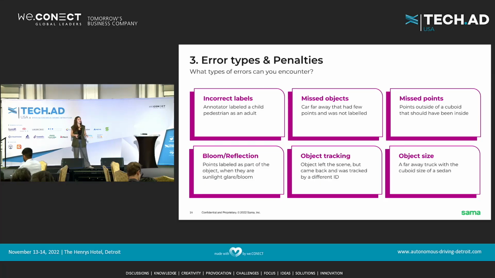Then you have object tracking issues. This is a classical one where the object leaves the scene or leaves the field of view and then it comes back, but then the tracking ID is not the same. Or sometimes you have to cut the sequences, and you'll have two IDs that will be separated. Those are things that you have to also be aware of.